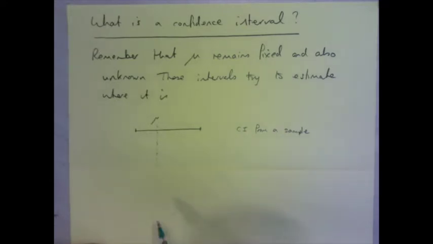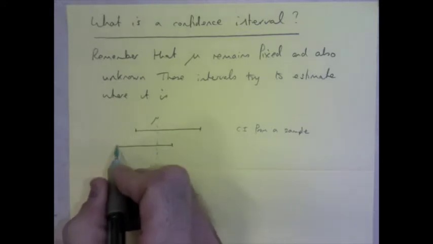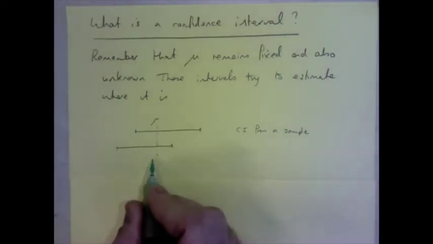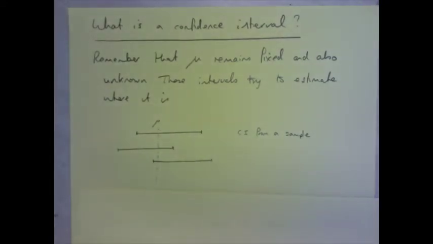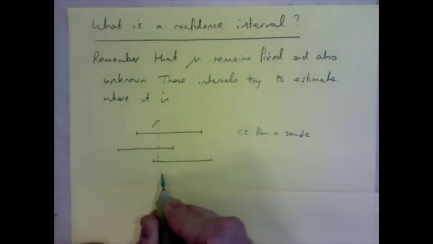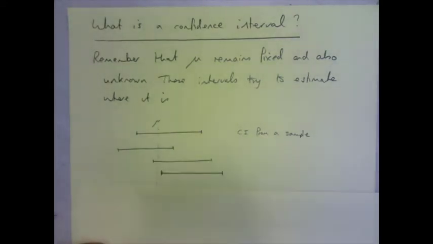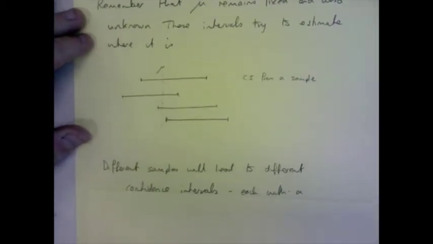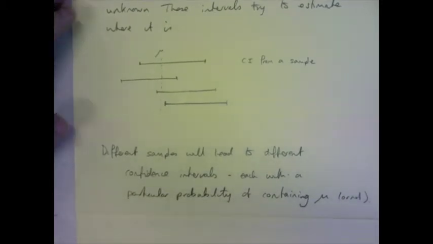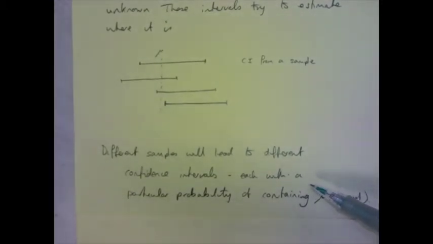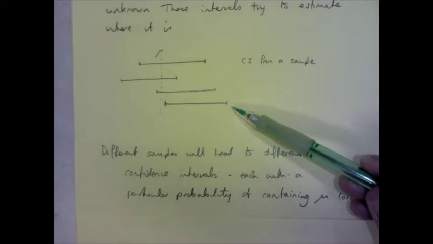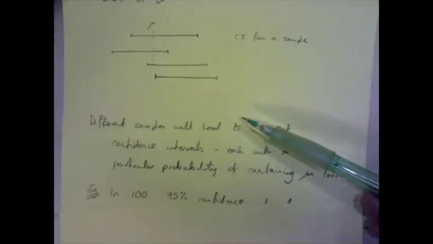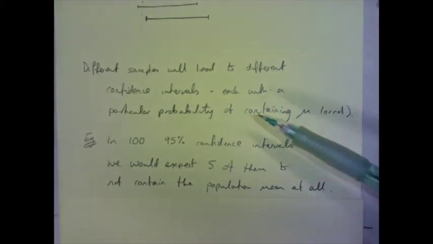If I take a different sample, then I might end up with this confidence interval. Another sample will give, again, a different confidence interval. And of course, there's also the chance that the confidence interval will miss the true value of the mean completely. So we have to have this idea that different samples lead us to different confidence intervals, and each of them is associated with the probability of containing the mean or not, as in the case with this particular one here.